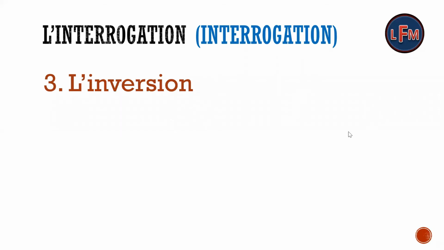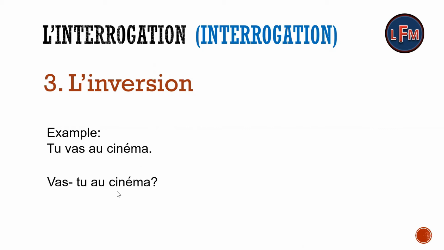Then the last form is l'inversion, in which we invert the subject and the verb. It is a little complicated, but not very much. So let's make the question with inversion. Tu vas au cinéma. Here what we do, we invert the subject and the verb. We put the verb first and then the subject. Vas-tu au cinéma? And the hyphen is put between the subject and the verb.